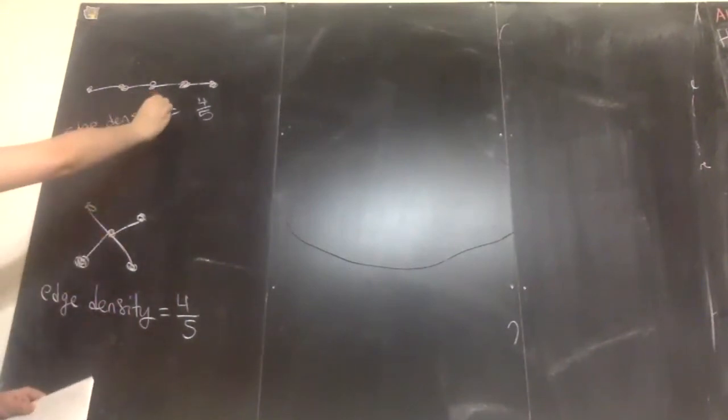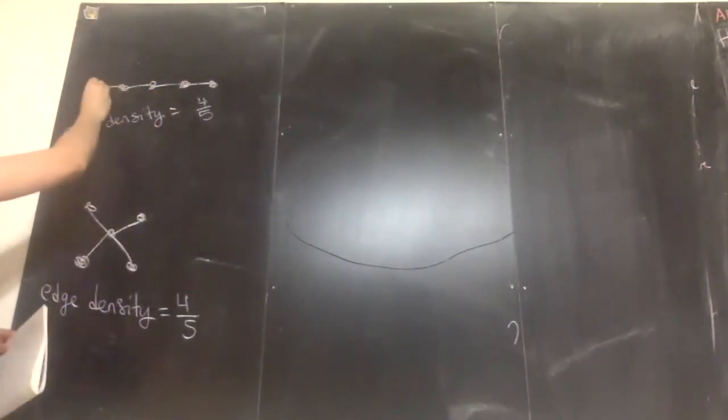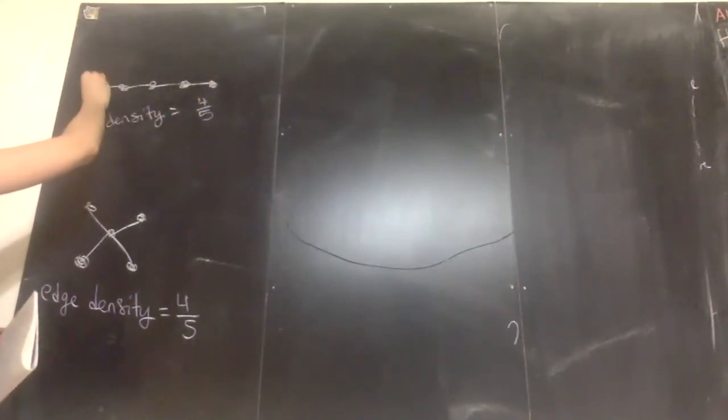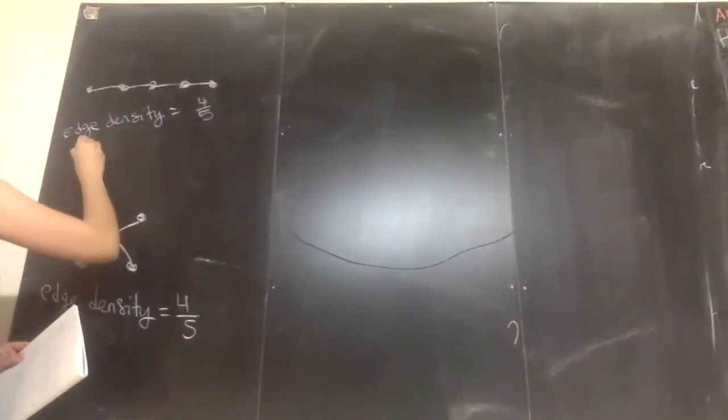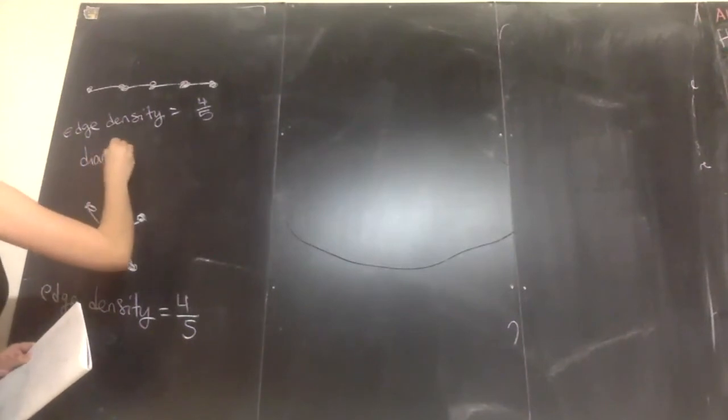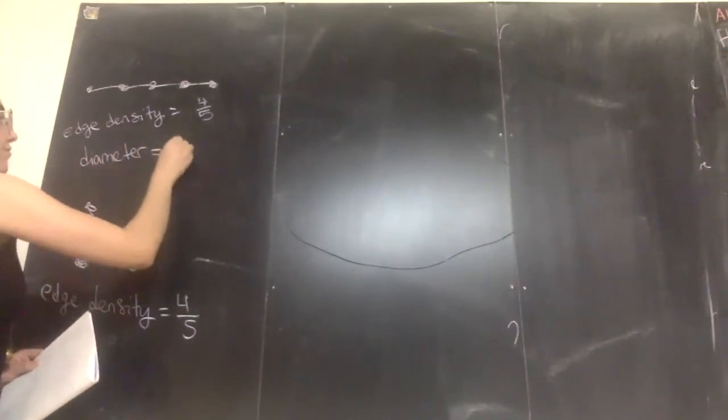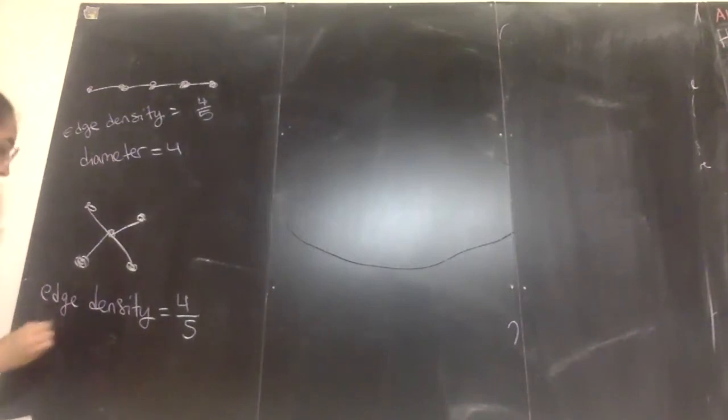However, this one has a much larger diameter, right? The distance between these two nodes is 4. So this one has a diameter of 4, and this one has a diameter of 2.